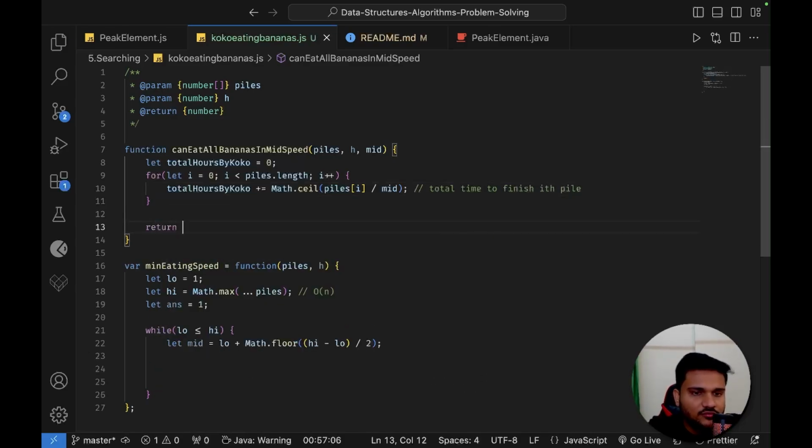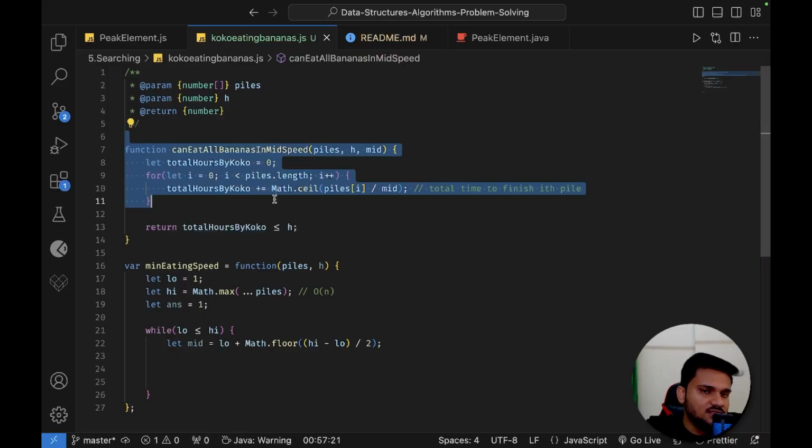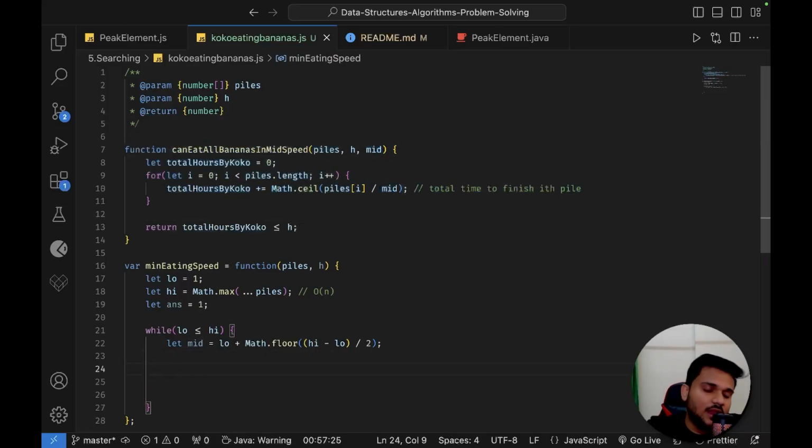And what are you going to return? We are going to return whether the total hours taken by Coco is less than or equal to h or not. That is, whether the total hours taken by Coco is less than or equal to the guard limit. If it is, then you can eat all the bananas at mid bananas per hour speed. If it is not, then you cannot eat all the bananas within h hours at mid bananas per hour speed.